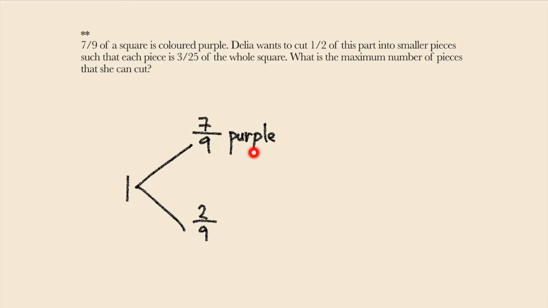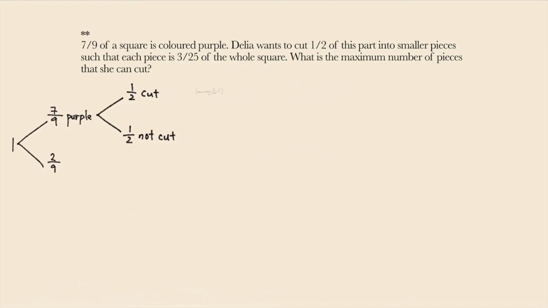Now I know we are used to seeing branches coming off the bottom here, yeah? But if you read the question carefully, she wants to cut half of this part. So actually, the branches here appear on the top. Yeah. So half of this part here would be cut, which also means the other half would not be cut. Well, what fraction is about to be cut?